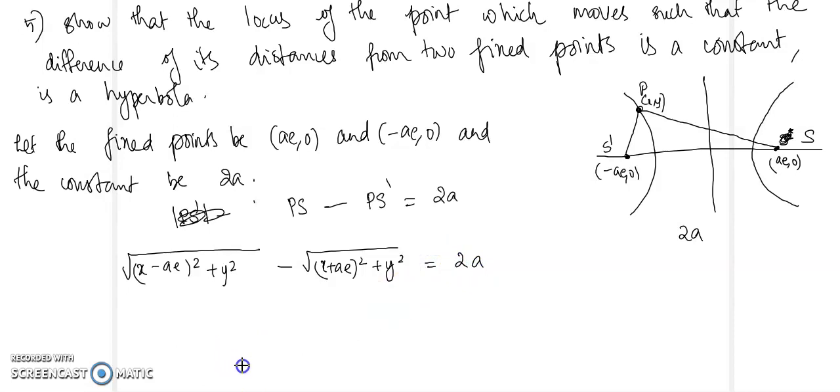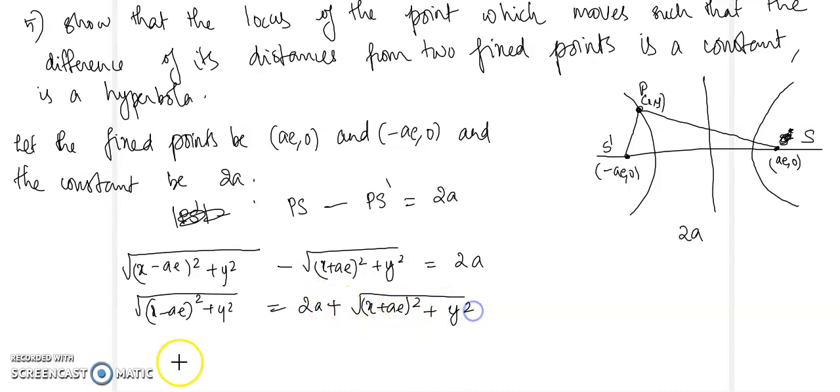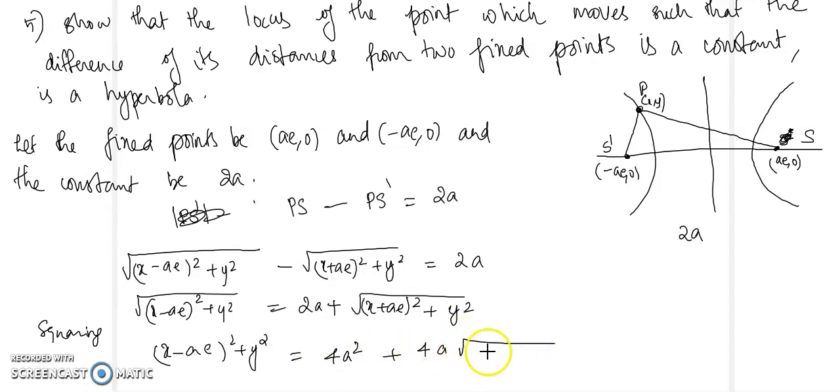Now let me take the second term to the right side. So you will get root of (x minus ae) whole square plus y square equal to 2a plus root of (x plus ae) whole square plus y square. So upon squaring on both sides you will get (x minus ae) whole square plus y square equal to 4a square plus 4a root of (x plus ae) whole square plus y square, plus (x plus ae) whole square plus y square.